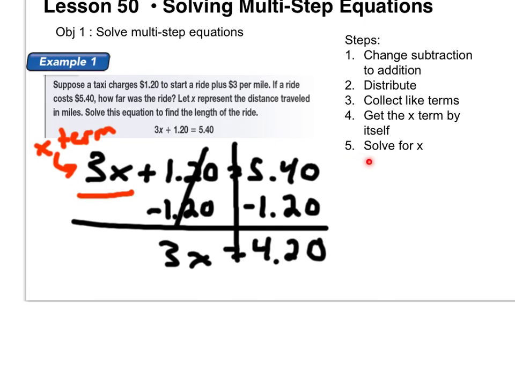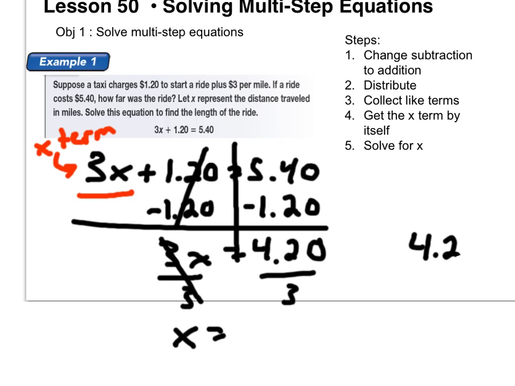Now, my last step is to solve for x. Okay, because I've got my x term all by itself, the stuff that's attached directly to the x. Now I need to get x all by itself. So now this is just like equations we've had before. I'm taking 3 times x. I'm going to get rid of that by dividing by 3 on both sides. Because 3 divided by 3 gives me 1x. Then I've got to take $4.20 and divide it by 3.